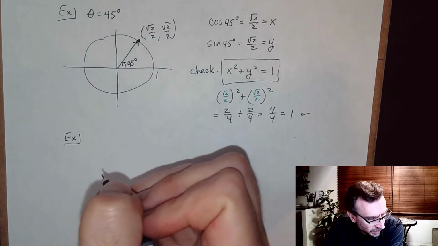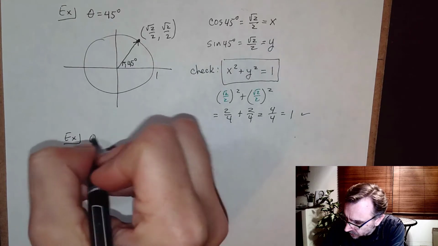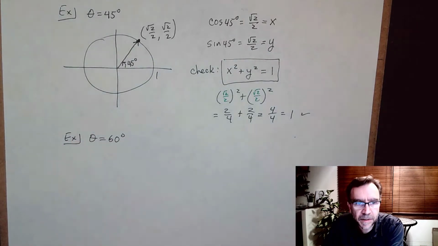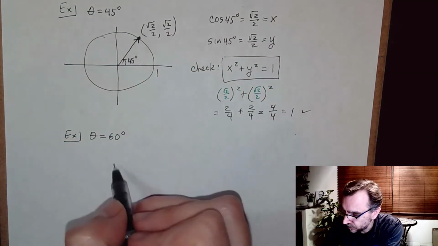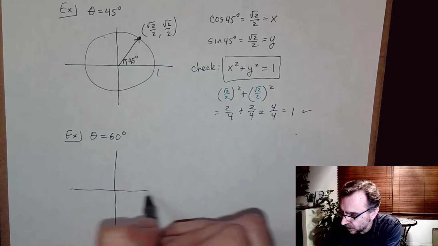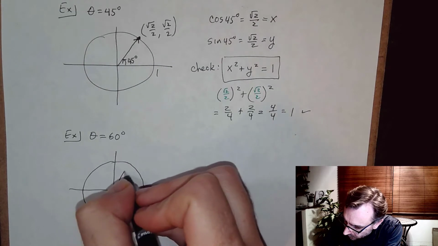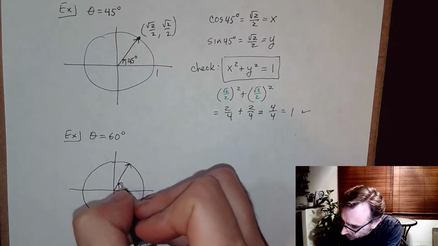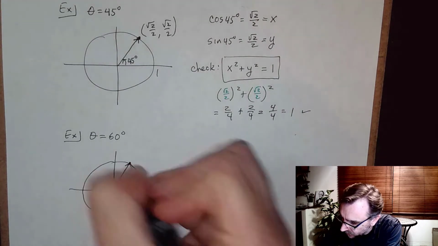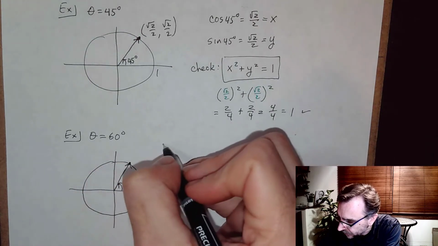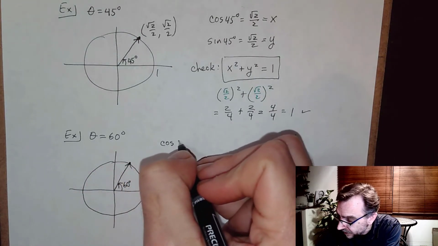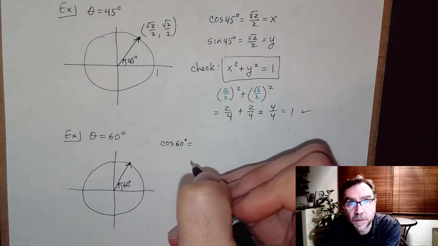Let's look next at maybe 60 degrees. All right, so we're on the unit circle. So we'll draw that. And we'll mark out 60 degrees. Gets me right about there. And again, this could be any point on the circle all the way around. Doesn't really matter. We know cosine of 60 degrees is actually equal to 1/2.